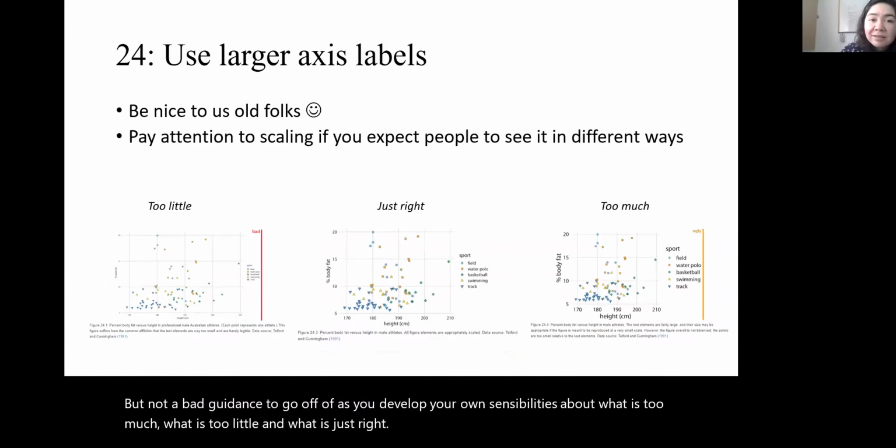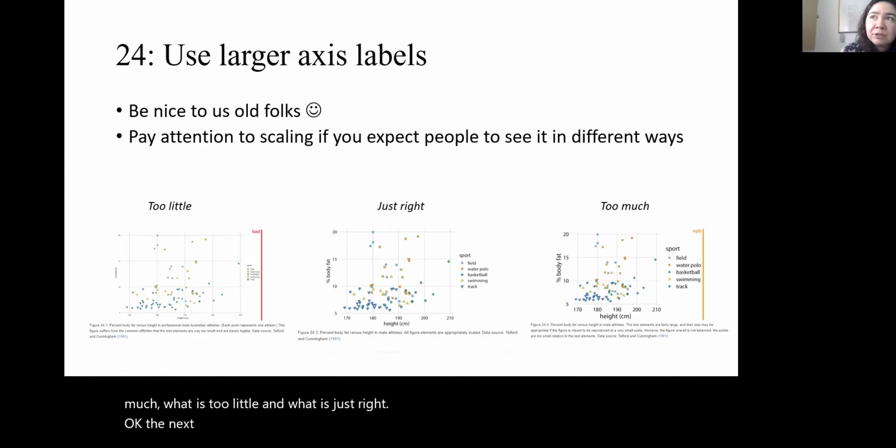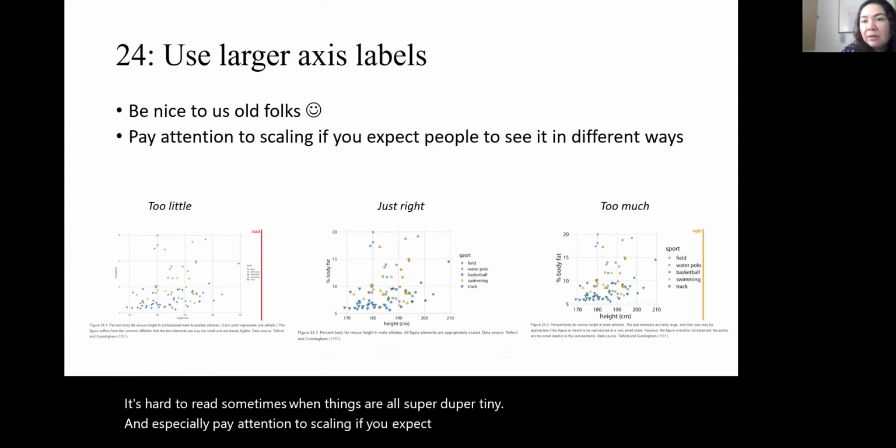Okay, the next section talked about using larger axis labels. My interpretation of this is be nice to us old folks. It's hard to read sometimes when things are all super duper tiny. And especially pay attention to scaling if you expect people to see it in different ways.